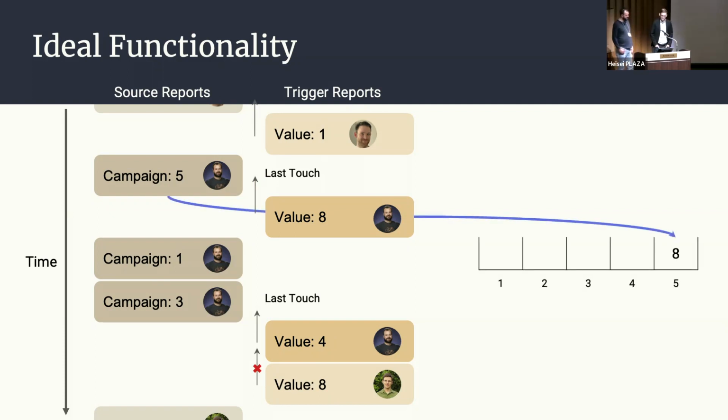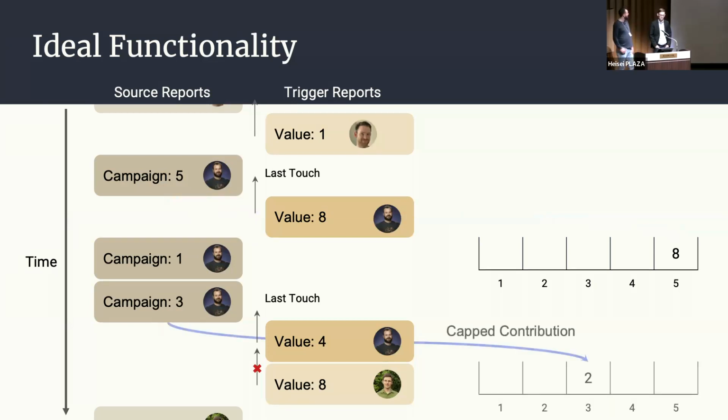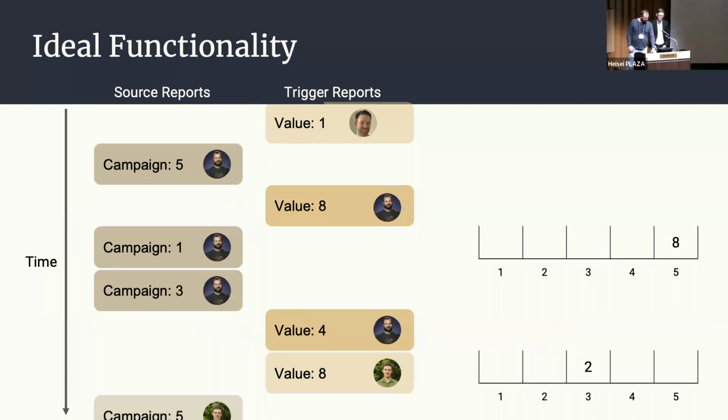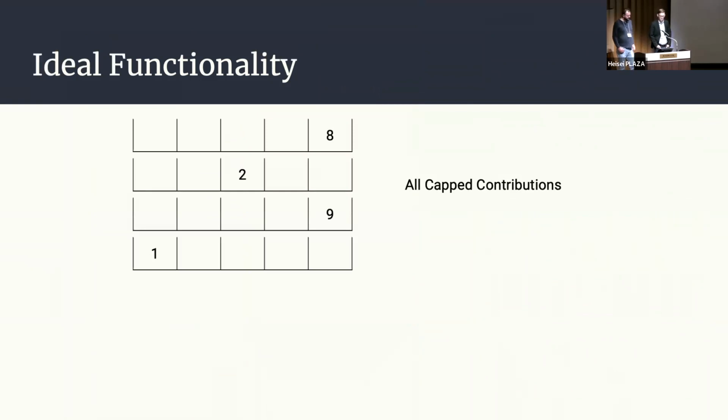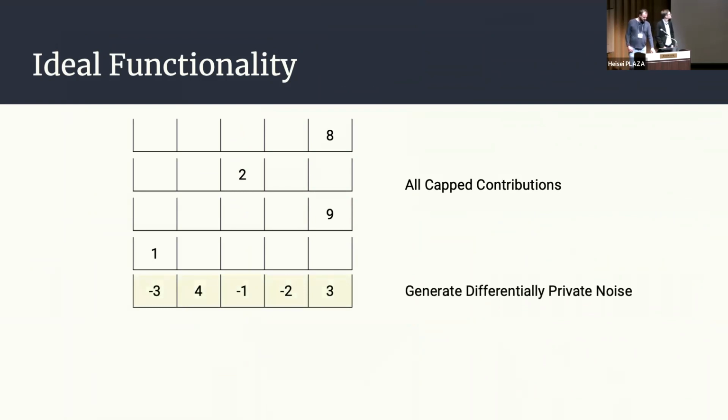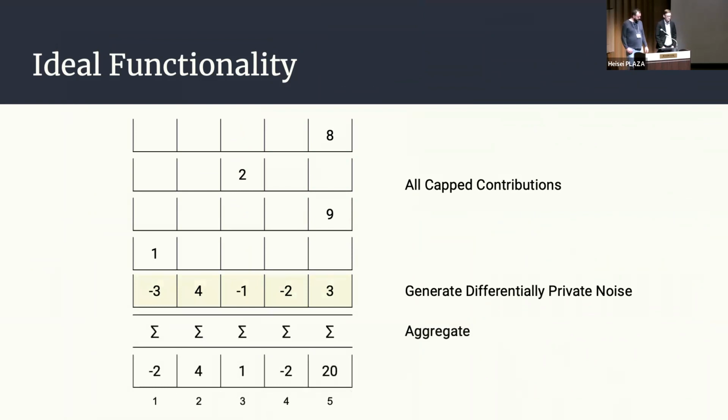Values from the trigger reports are assigned to the attributed source report's campaign breakdown key, which we can view as a histogram contribution. In order to provide our differential privacy guarantees, we need to ensure that the total contribution from each person is capped. Here we're showing an example where it's capped at 10. We collect all the histogram contributions in the query. We then generate random noise according to our differential privacy parameters. Finally, we aggregate all the histograms, including the random noise, and release the differentially private outputs.